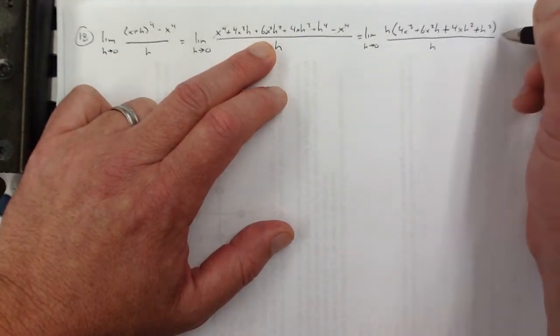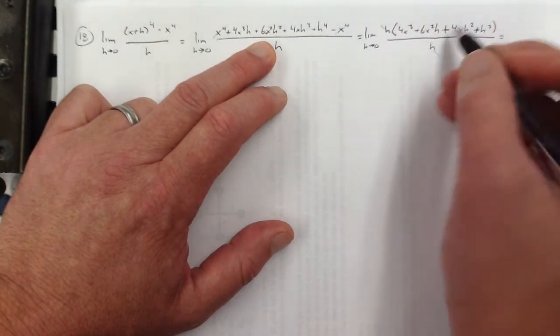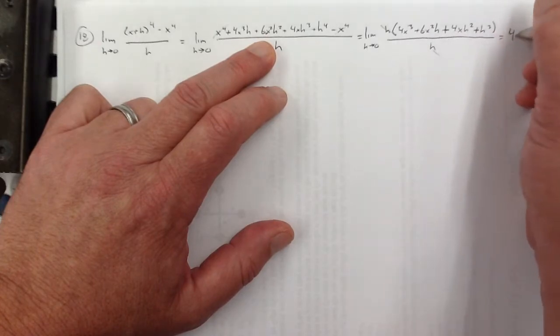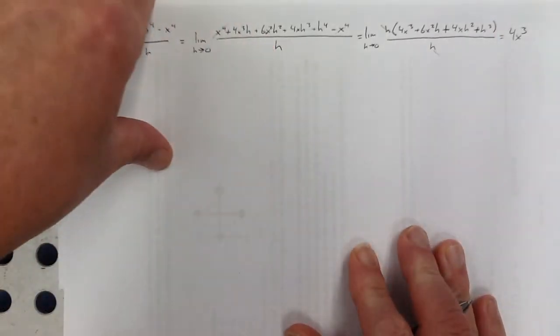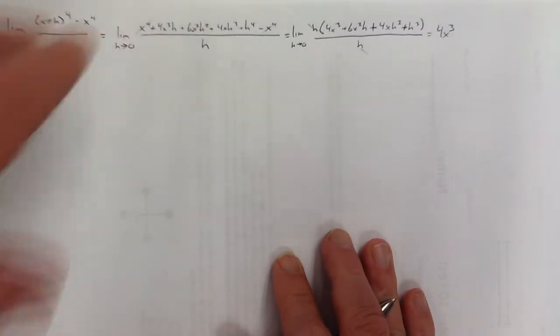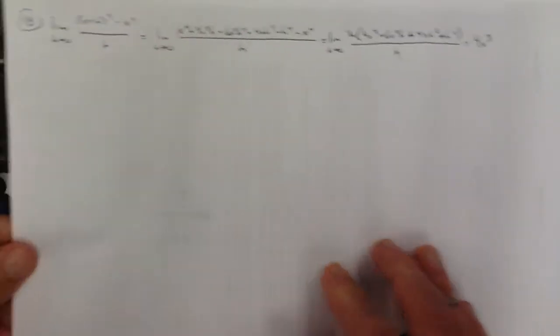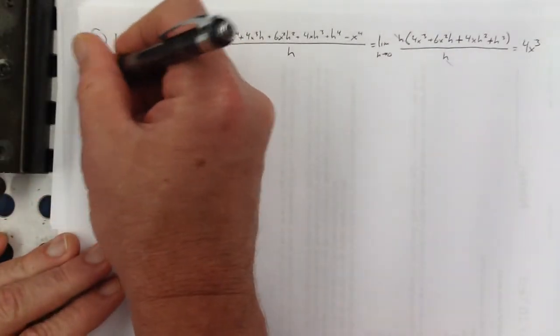Okay, h's cancel. And then all this stuff gets knocked out by h's that are still hanging around. So it's 4x cubed, which is off the screen. There it is, 4x cubed. All right, 19.